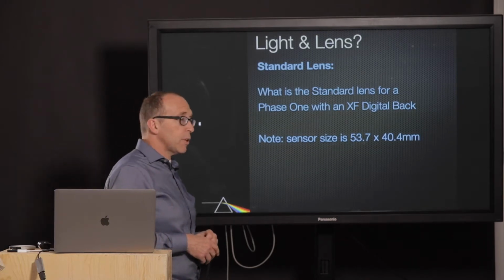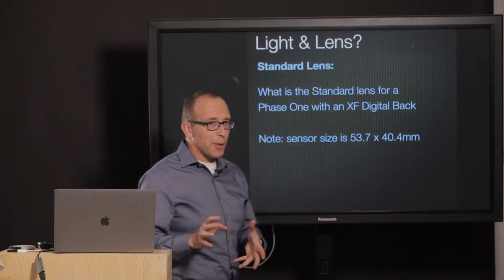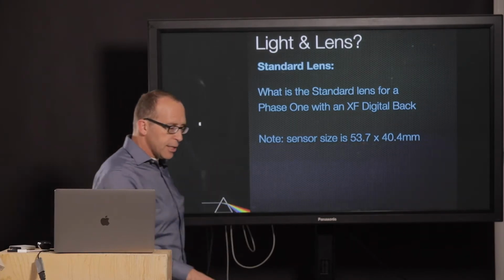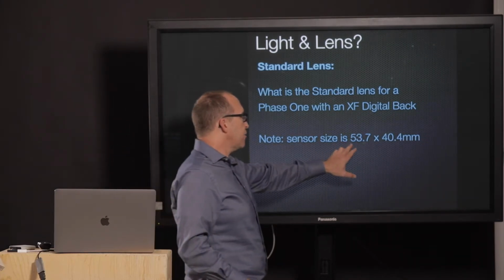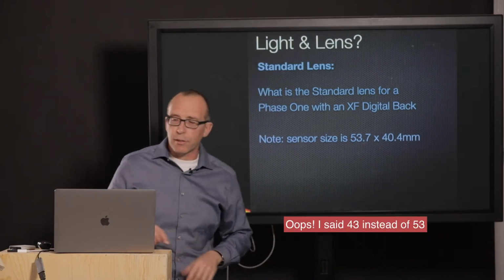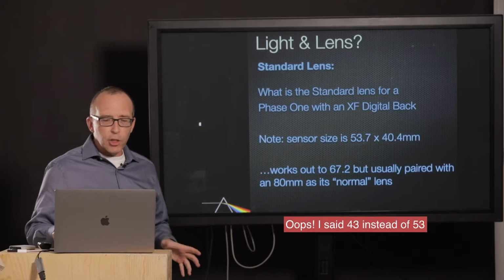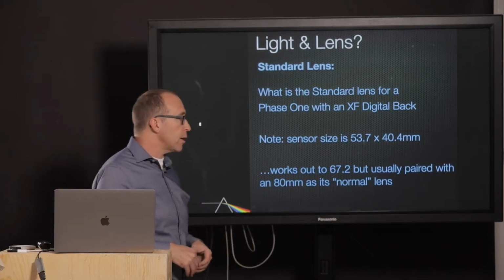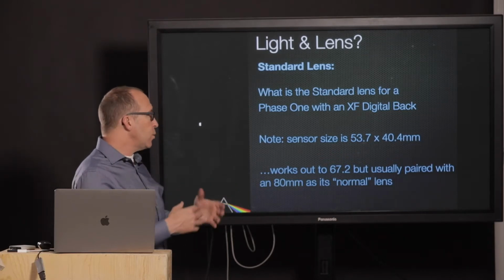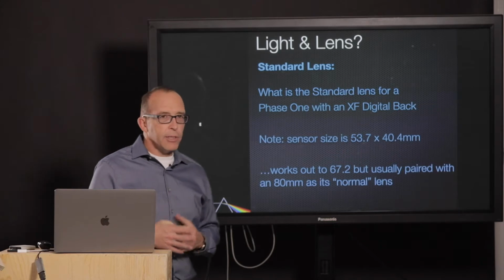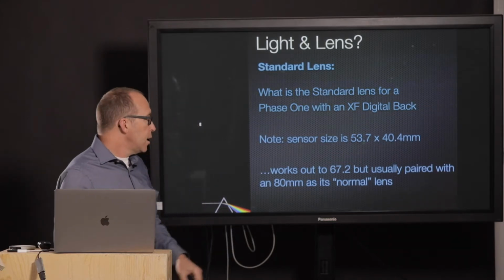But I want to stay on track and talk about calculating what's the normal lens for this camera. Well, this digital back has a frame that is 43 by 40. That's the size of that sensor. So if we were to go in and do the same math, c squared equals a squared plus b squared, figured out the diagonal, we would realize that it comes to around a 67 or 70 millimeter lens.